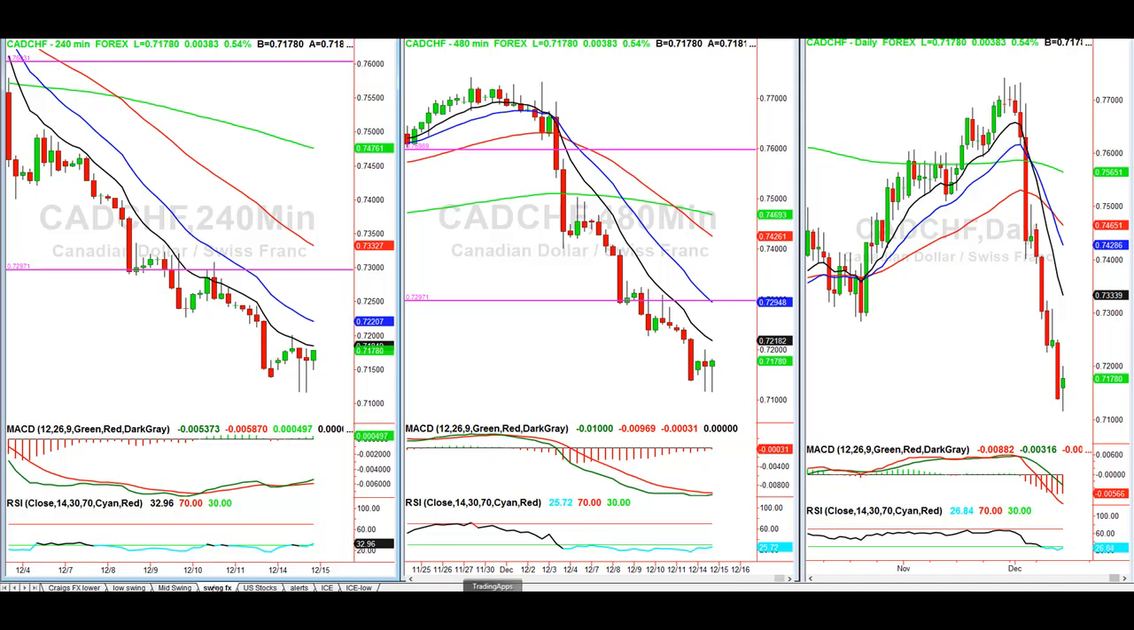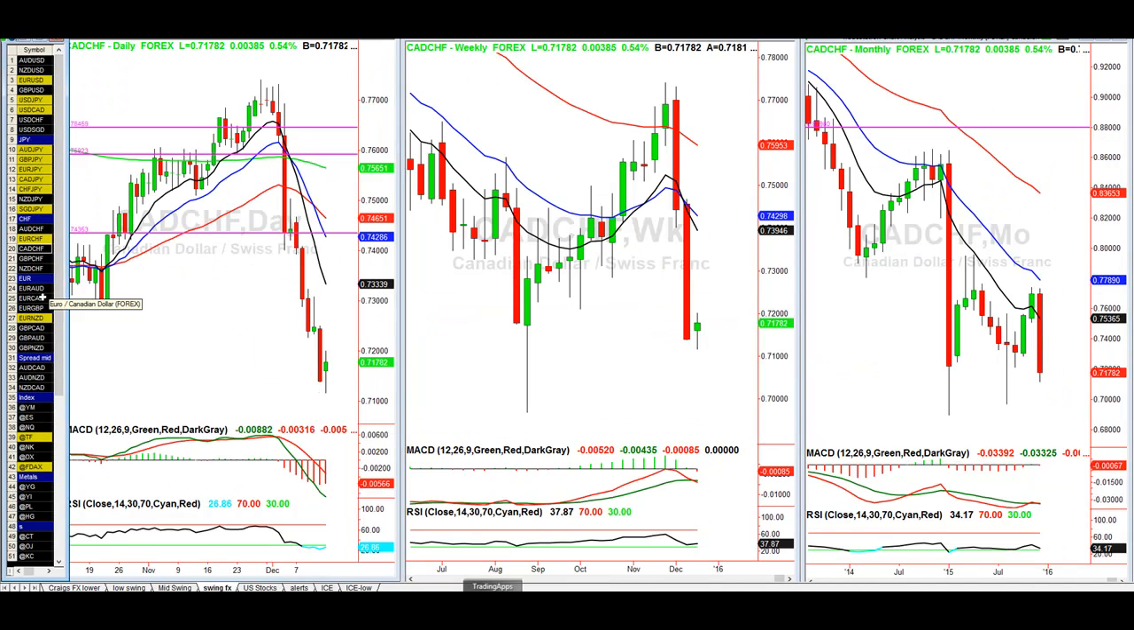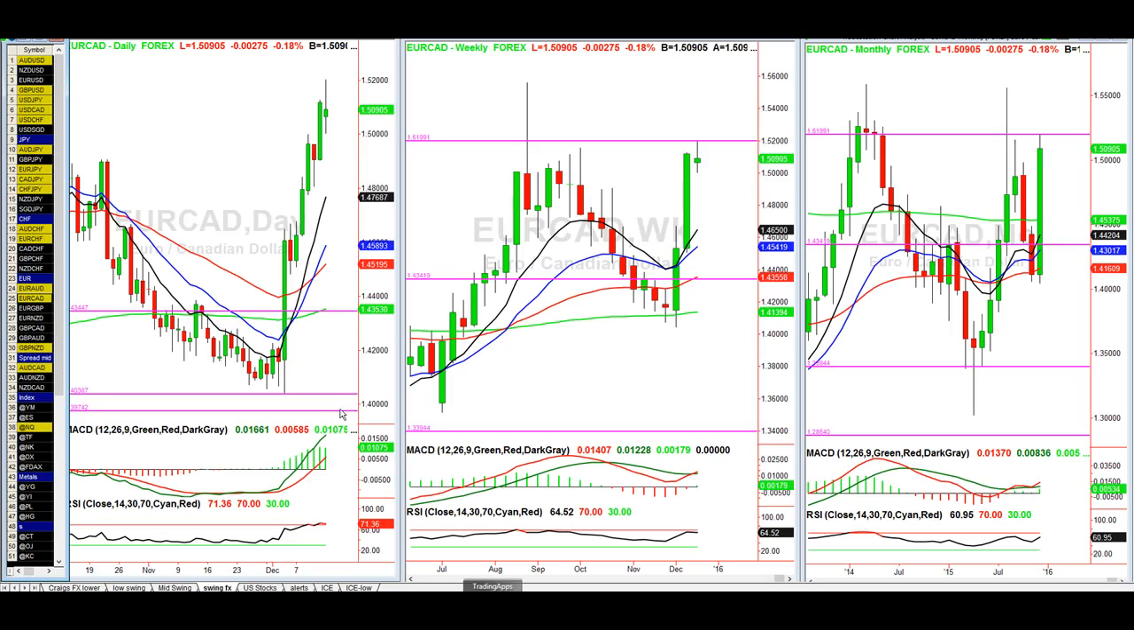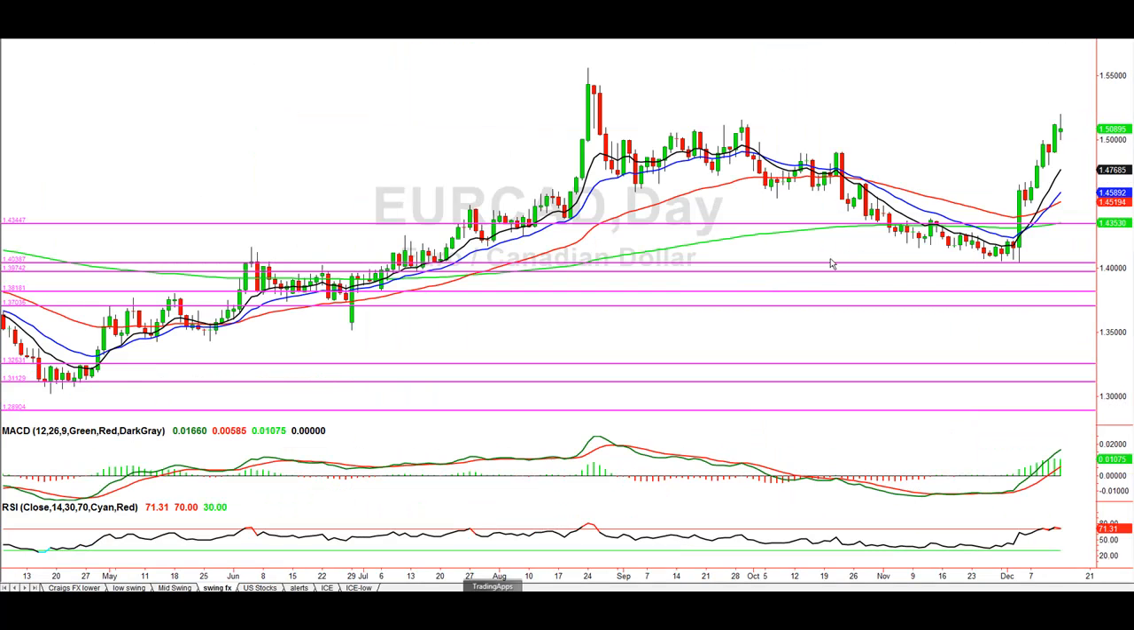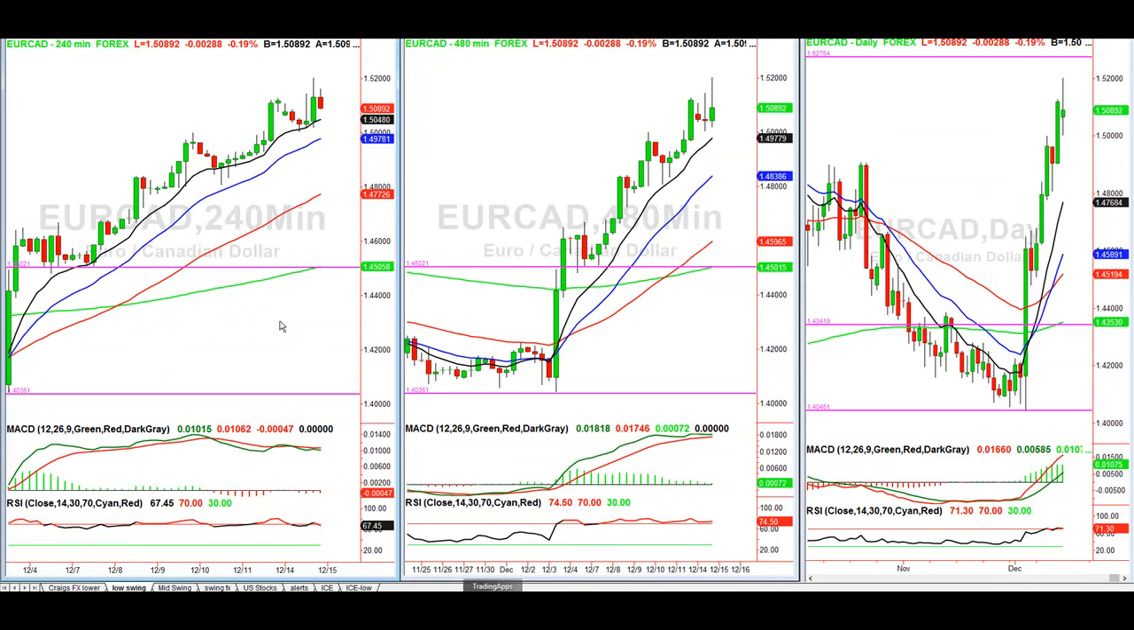So from CAD Swiss we go on to EuroCAD, and EuroCAD, I mean, obviously had a big push up as well, a very strong move up. It's not the most defined uptrend on the daily because we just haven't got that good higher low, that good pullback on the daily. However, we jump to the 4 hour and we can see a very nice trend in play there.